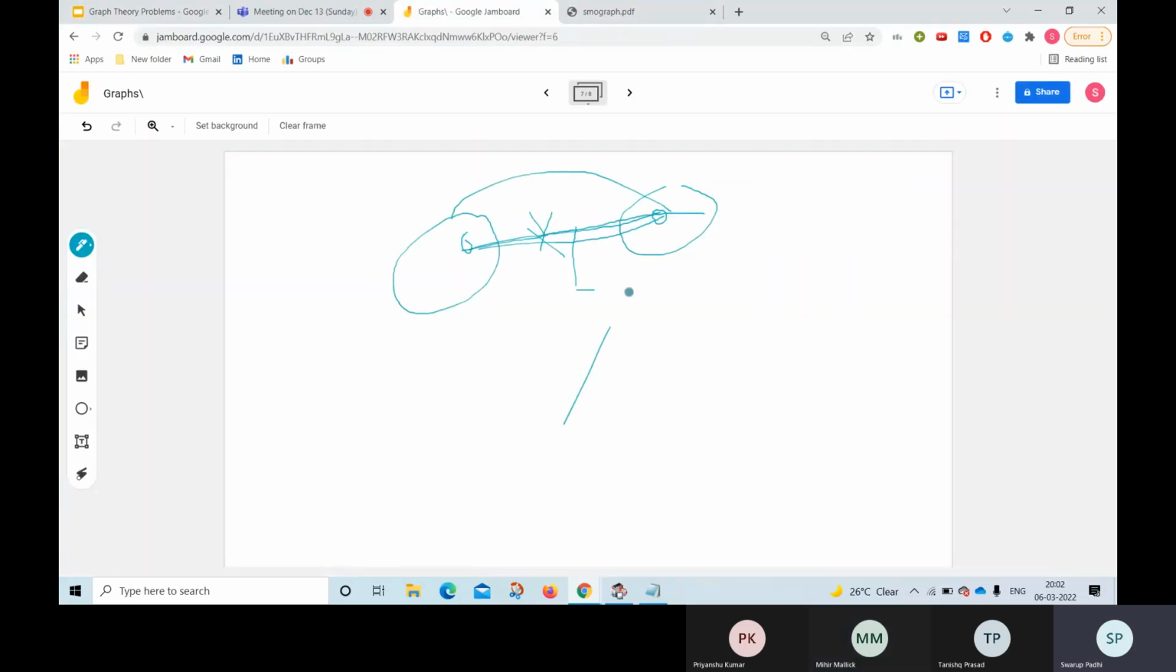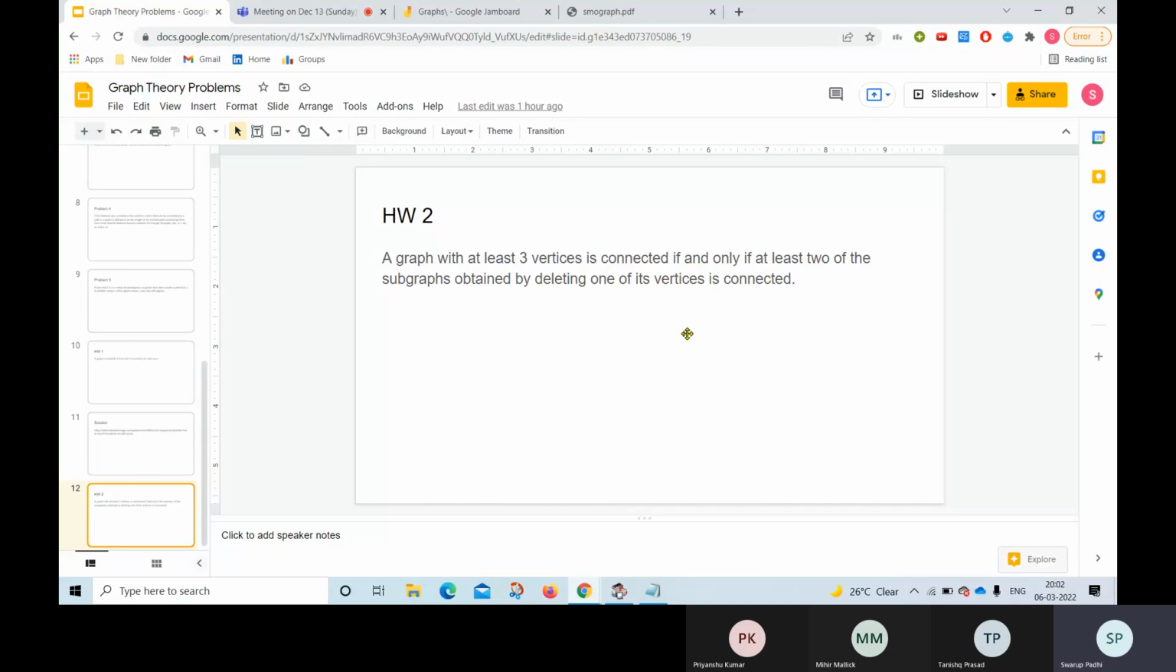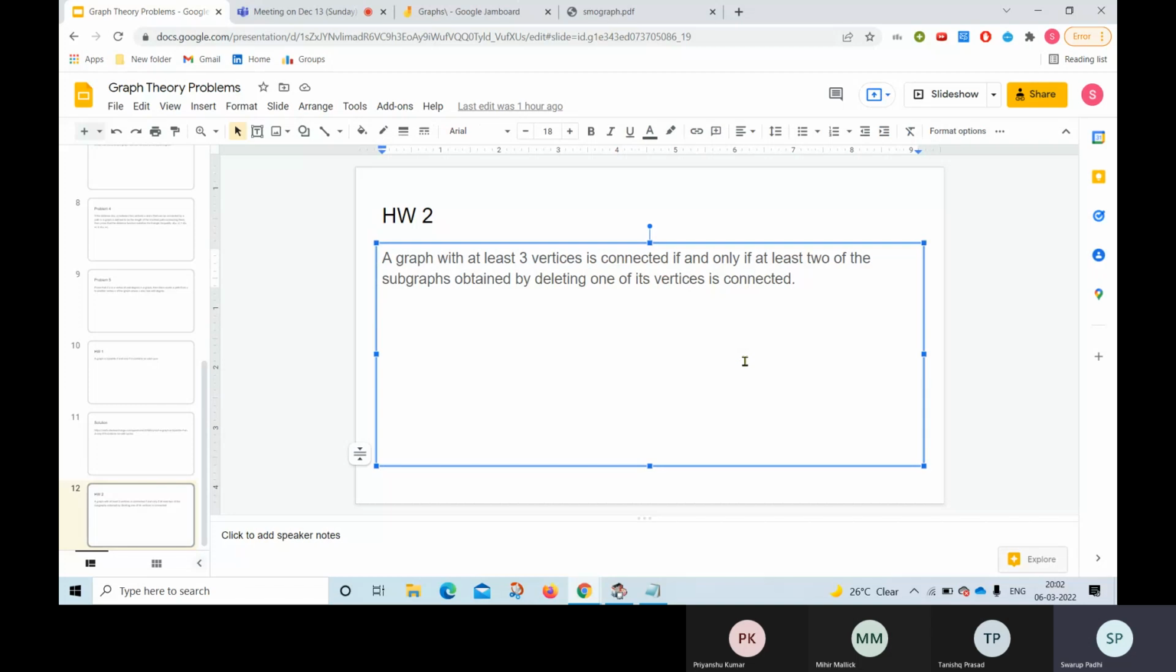I think it means that you have a graph, and you are deleting any vertex and getting a subgraph, and at least two of those subgraphs have to be connected. You know how you obtain a subgraph if you delete a vertex. Basically, you have n ways to delete a vertex, and you will get correspondingly n subgraphs, and at least two of them have to be connected. That is how you can prove the graph itself is connected.